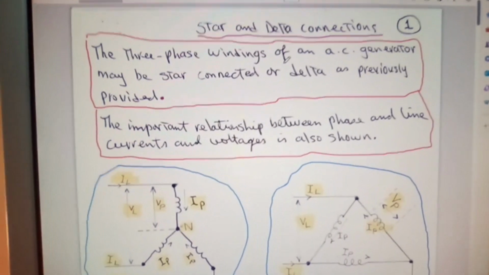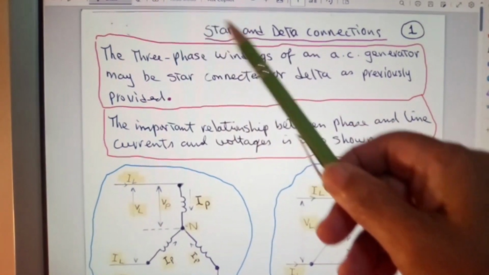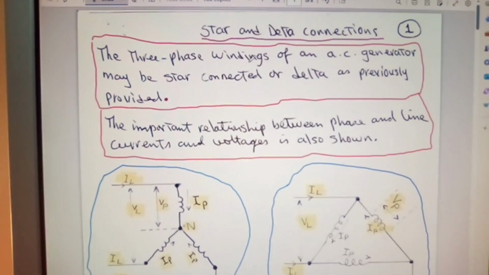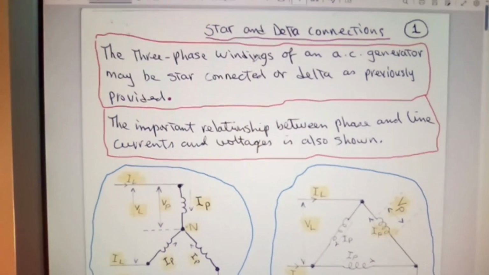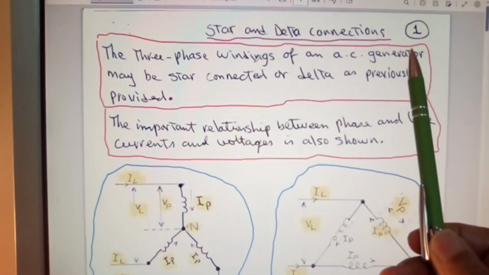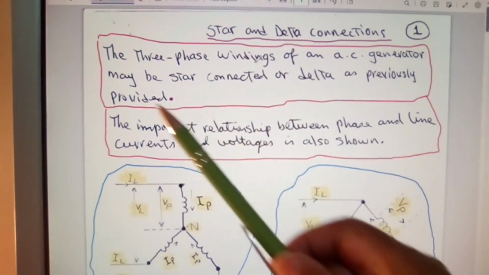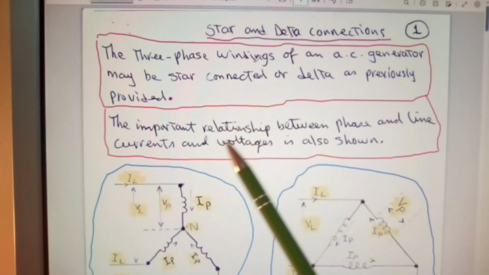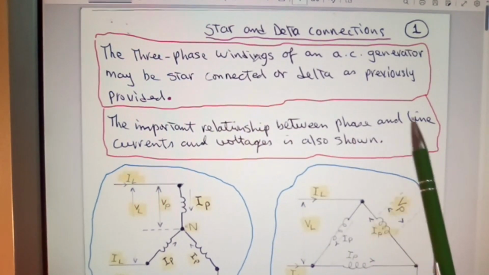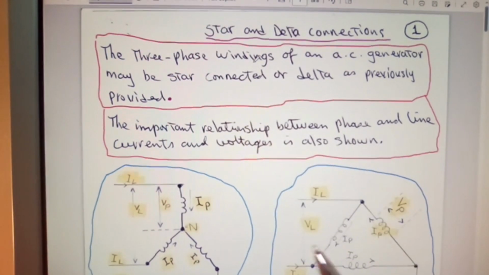Okay, welcome back. What I want to deal with today is star and delta connections. The three-phase windings of an AC generator may be star connected or delta, as previously provided. The important relationship between phase and line currents and voltages is also now shown.